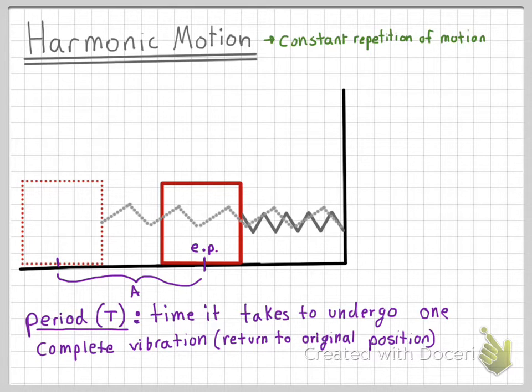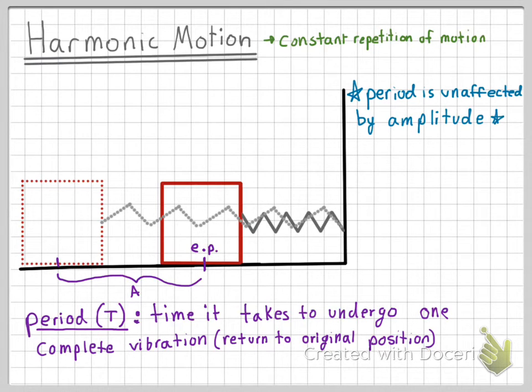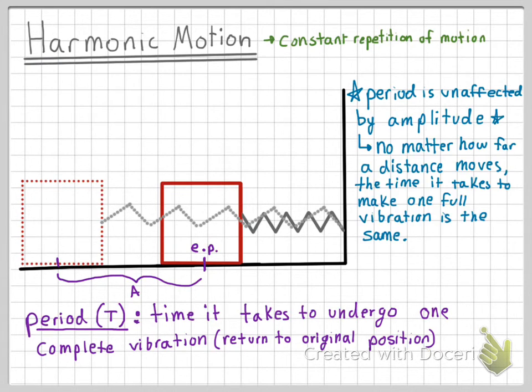The period is the amount of time it takes to undergo one complete vibration, or return to its original position. For our block example, the period would be the amount of time it takes the block to go from the fully stretched position on the left, let go, travel all the way to the right, and back to this position on the left again. One important thing to also note is that period is unaffected by amplitude. This means that if I pull the mass 5 centimeters or 50 centimeters from the equilibrium position, the time that it takes to make one full vibration is always going to be the same.